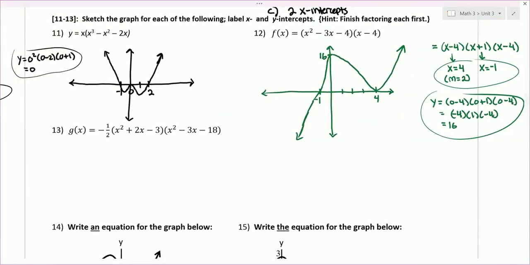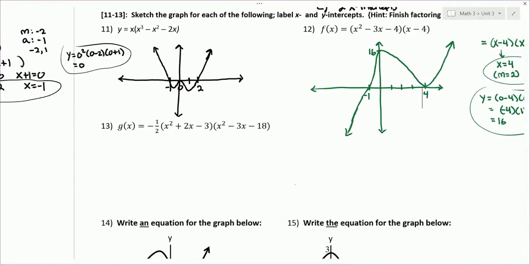Number 13. We're going to finish factoring this, so we get negative 1/2. When we factor the first part, we're looking for two numbers that multiply to negative 3 and add to 2. x plus 3 times x minus 1. The second one, two numbers that multiply to negative 18 and add to negative 3. x minus 6 and x plus 3.